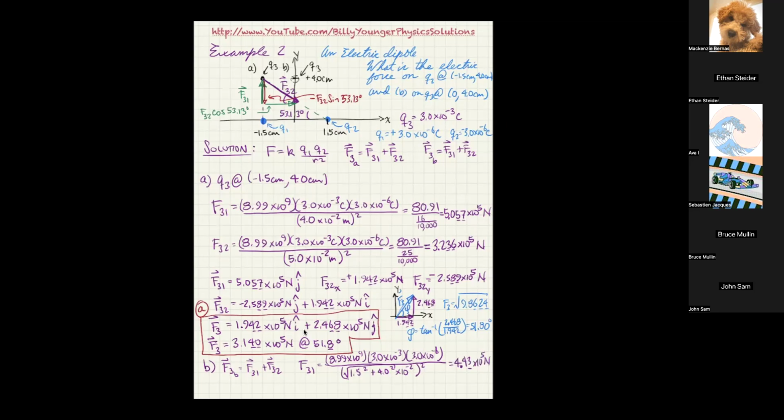What I'm going to notice now is that F32 is going to be the same thing. They're actually going to have exactly the same magnitude. So actually, instead of writing that down there, I'm just going to say, hey, this is also equal to F32. Does everybody see that F32 and F31 have to have the same magnitude?